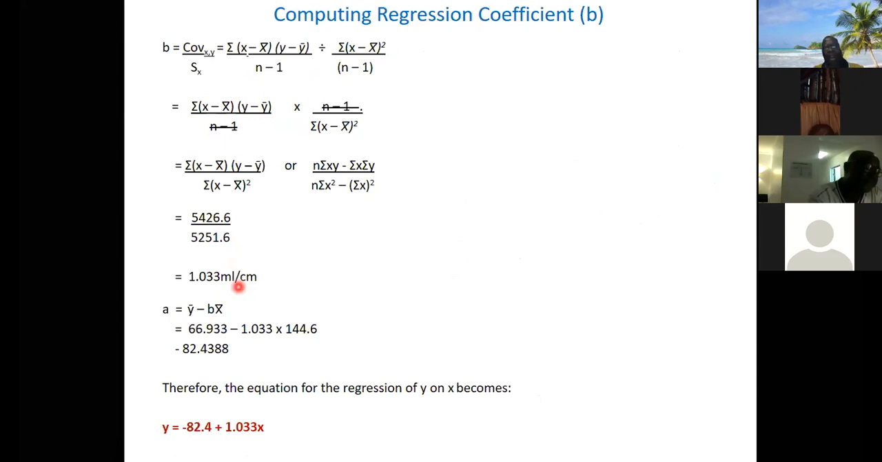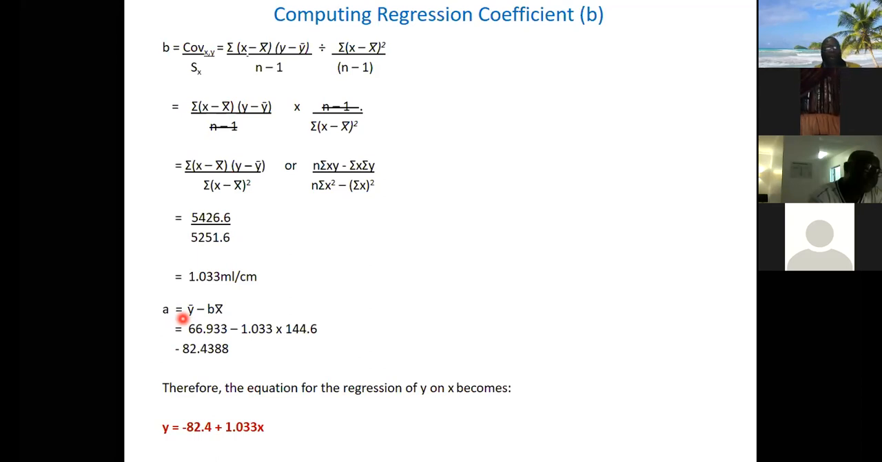And after you have calculated that, to calculate your A, which is the constant, all you need to do is apply the formula. You know y is equal to A plus Bx. You can as well say that the mean of y is equal to A plus B times the mean of x.